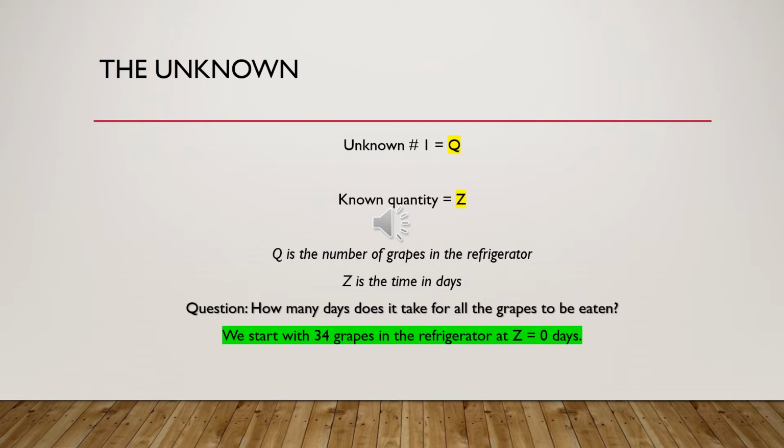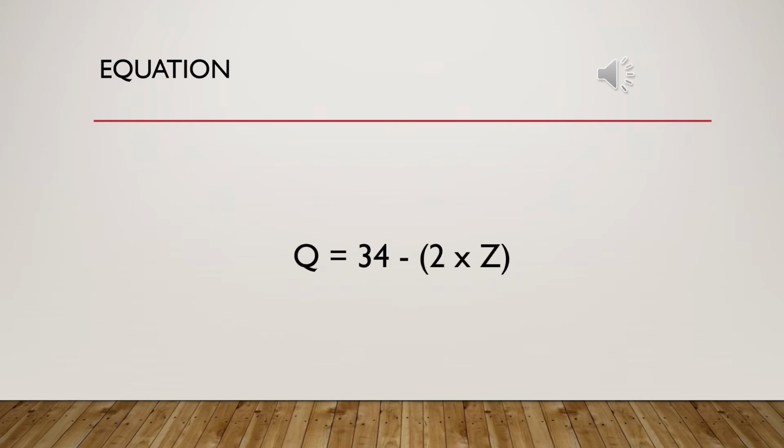time in days. The question here: how many days does it take for all the grapes to be gone or eaten? Remember, we are starting with 34 grapes in the refrigerator at Z equals 0 days. The equation for this problem is Q equals 34 minus 2 times Z.